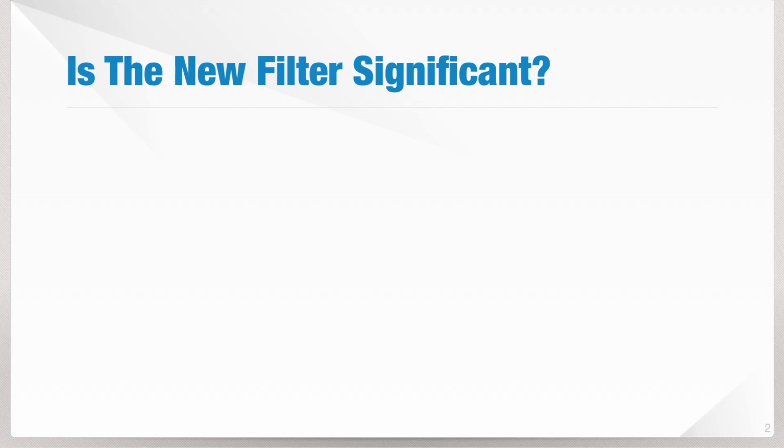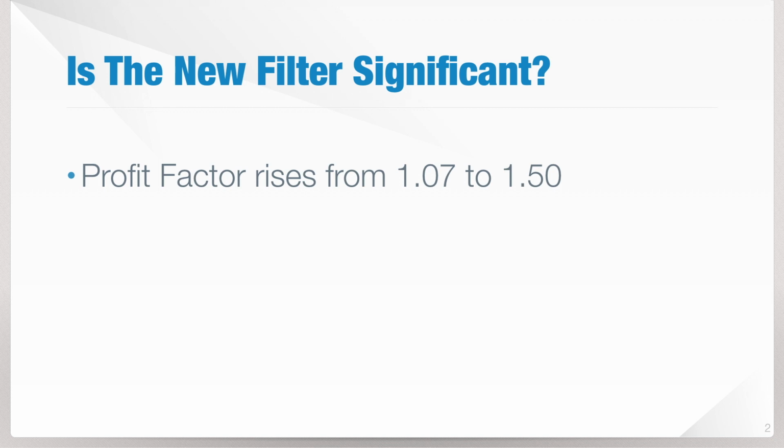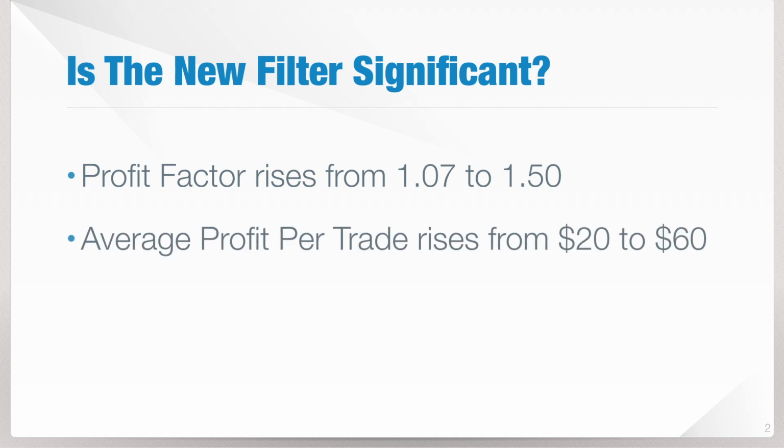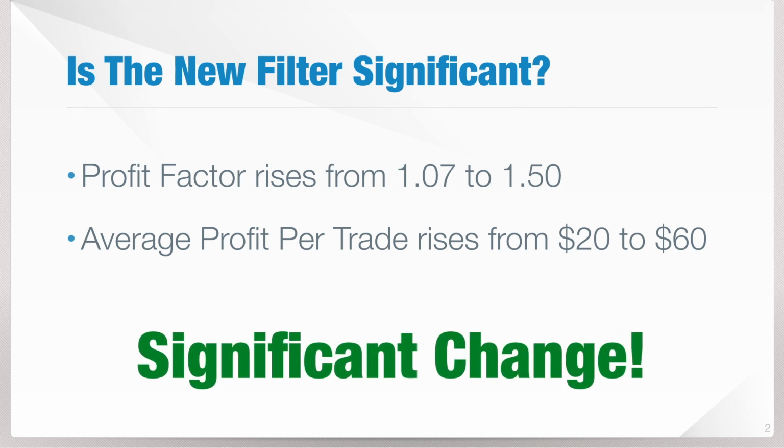So let's say we're building a system and we want to introduce some type of filter. Maybe it's a volatility filter. We go ahead and add that to our code and we run it through the back test on our in-sample data. And we're happy to see that the profit factor rises from 1.07 to 1.5. Also, we notice that the average profit per trade rises from $20 to $60. This is great. I would consider this a significant change. We have a significant rise in profit factor and the average profit per trade.